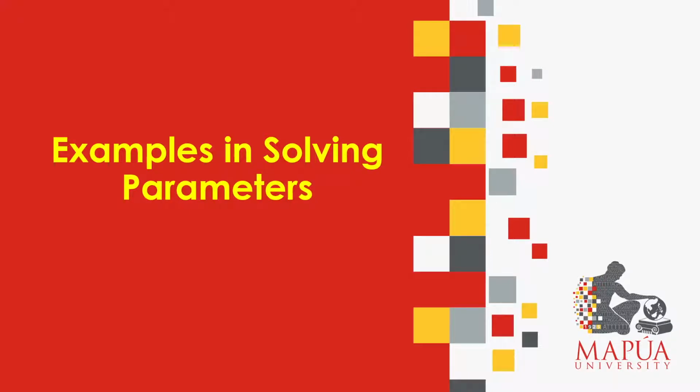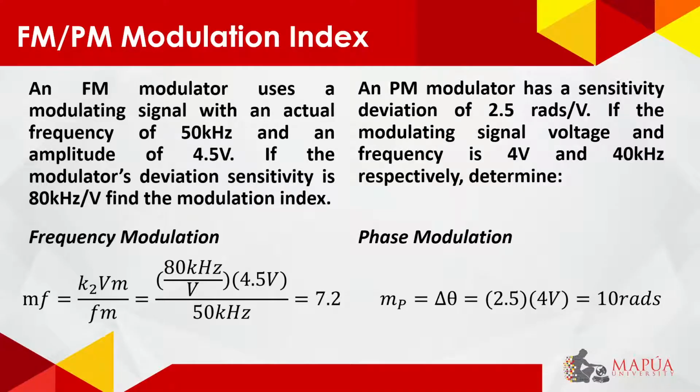So, from the second part of this discussion, we have examples in solving parameters. For the FM and PM modulation index, we have two problems here. First, an FM modulator uses a modulating signal with a frequency of 50 kHz and an amplitude of 4.5 volts. If the modulator's deviation sensitivity is 80 kHz per volt, find the modulation index.